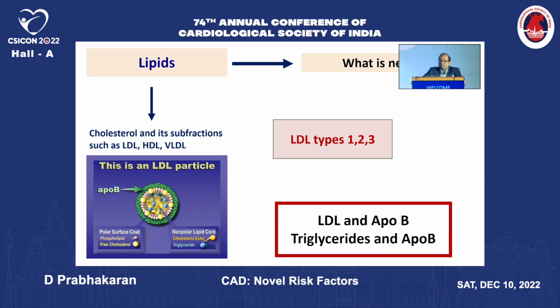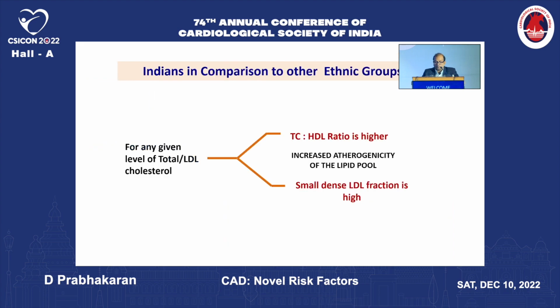What's new here? LDL actually has 3 types, LDL type 1, type 2 and type 3. The type 3 is the smaller one and type 1 is the larger one. As the size of the LDL goes down, the amount of ApoB to the LDL actually increases. That's the point to ponder. So LDL and ApoB, triglycerides and ApoB, these are all ratios that are evolving now.